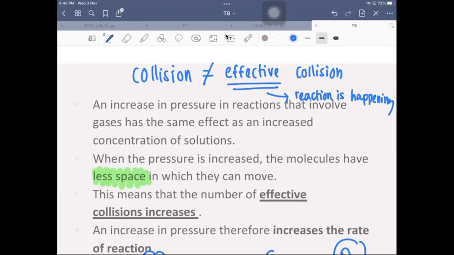Now that there is less space between your molecules, the frequency of collision will increase, which results in the increase of effective collision. That's how you explain why the rate of reaction increases as pressure is increased.